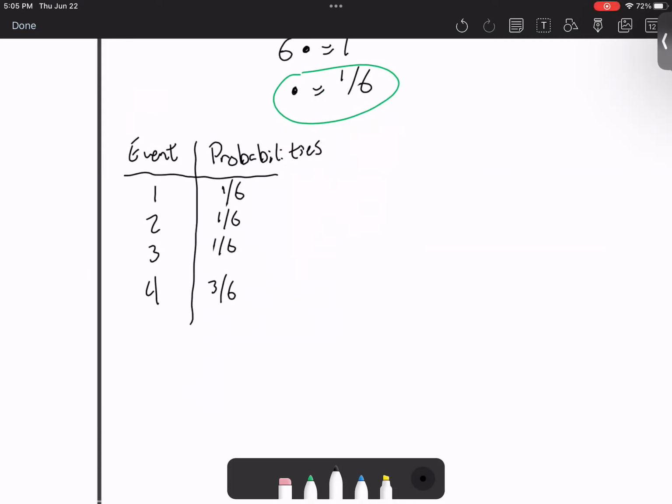And a good way to double check yourself is that this should sum to be 1. If you add up the probabilities of all of your possible events, you should get 1. And in fact, 1, 2, 3, 4, 5, 6 does give you 6/6 or 1. So you didn't lose any probabilities. It's always a good idea to check yourself that you did that correctly.